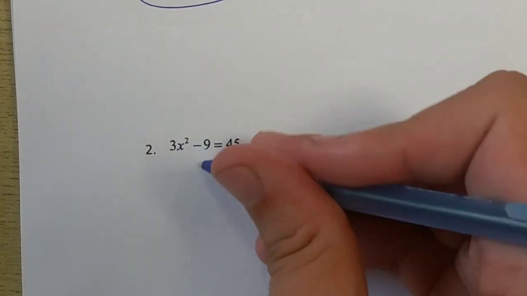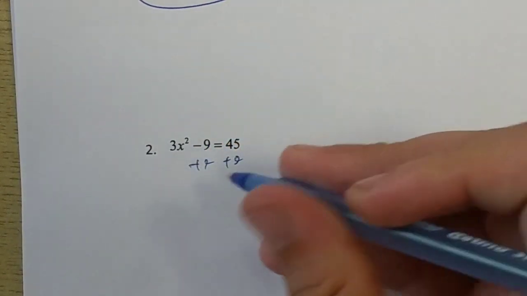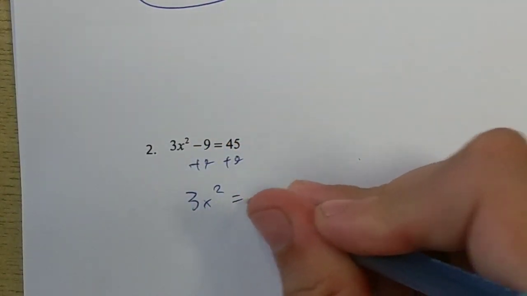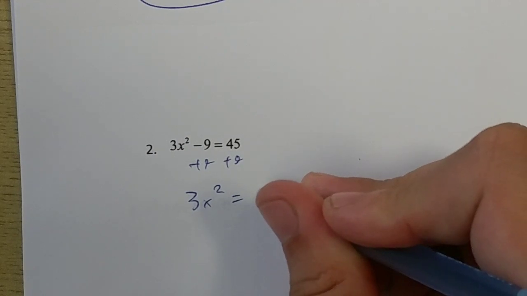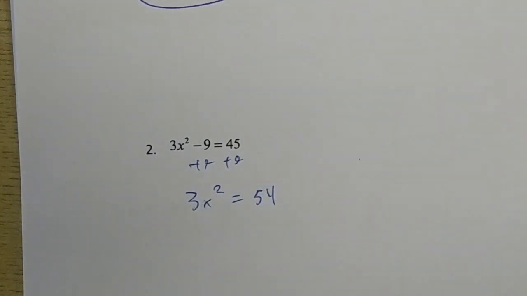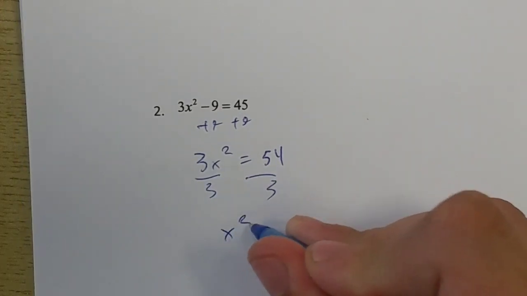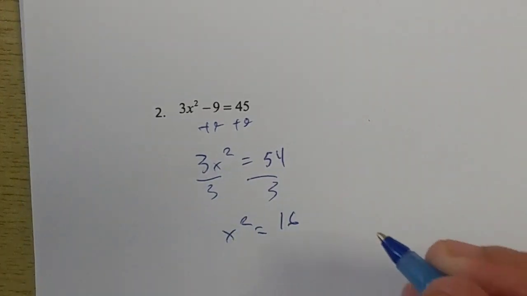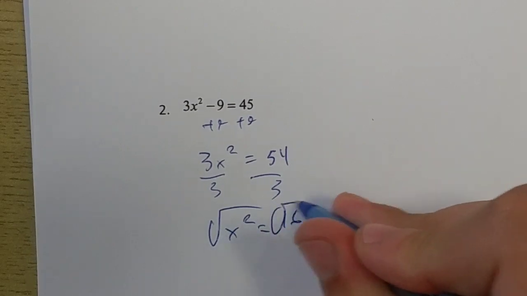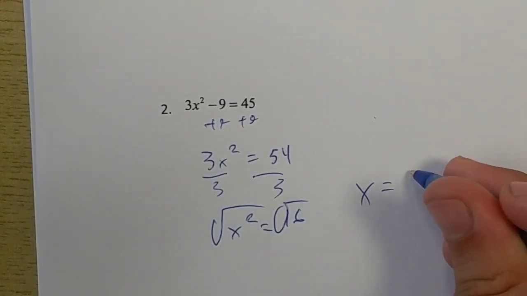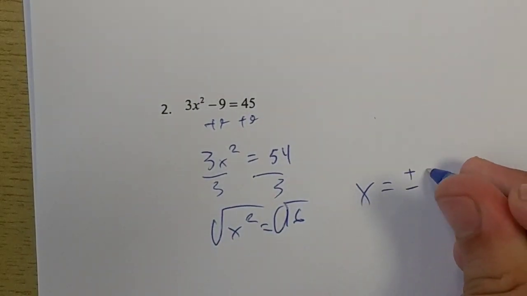Over here, plus 9, plus 9. So 3x squared equals 54. Divided by 3, divided by 3. X squared equals 16. Square root. X equals plus or minus 4.